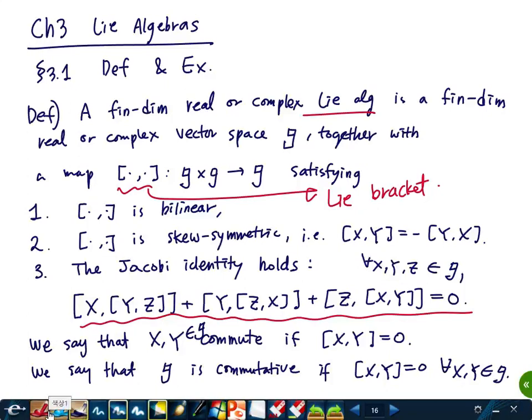Notice that because of this second condition, the skew symmetry, we know that x comma x, or bracket x x, is always 0. Because if you switch this, it should be the same, but we have to have a minus, so it should be 0 for all x.